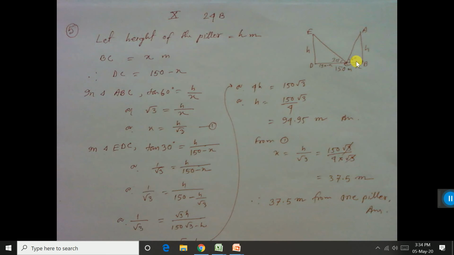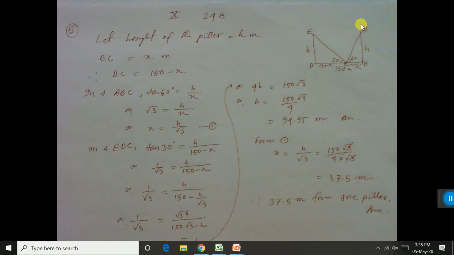See, this is the path, roadway 150 meter wide. Now one point, if you look to the top of the pillar, this pillar whose height I consider h, and this distance let's say x. So from here to here it will be 150 minus x. This is 30 degree and this is 60 degree, because in the question it is told one pillar is 60 degree angle of elevation and another pillar is 30 degree angle of elevation.